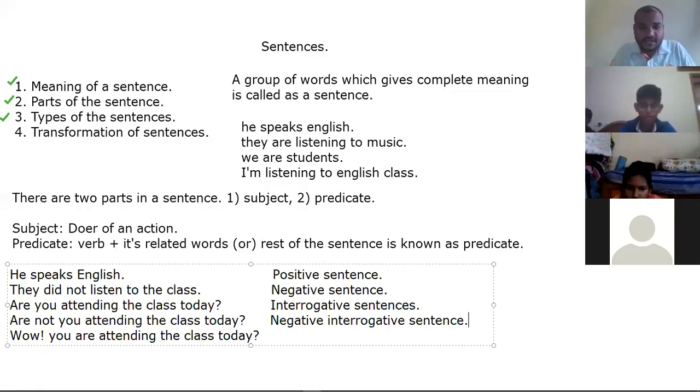So now let me give you one more small identification mark. So here is a small mark. What is this?